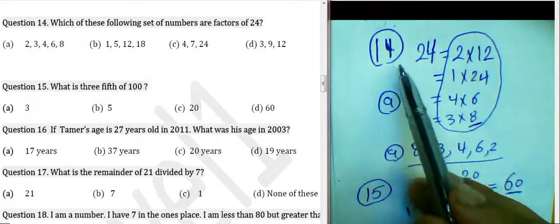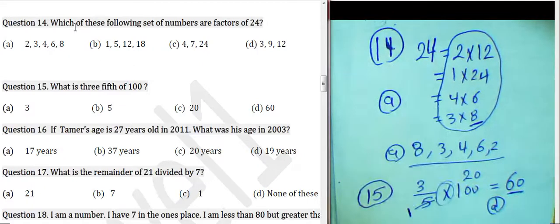Question 14. Look at here. Which of the following sets of numbers are factors of 24? 24 can be divided by 2 and 3, 4, 6, 8. We must choose letter A.